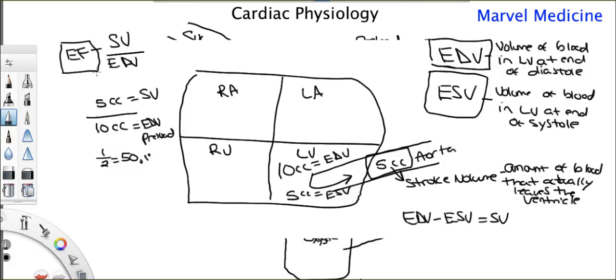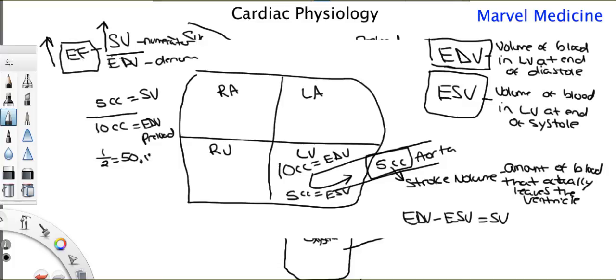Now, let's look at this a little closer. Whenever you have a formula here, you can look at it in two ways. The first way is to look at it physiologically and think about it in physiology terms, but then mathematically also. This is the numerator, and the denominator. Okay? Now, if I increase my stroke volume, my numerator, what would happen to my ejection fraction? It would also increase, right?